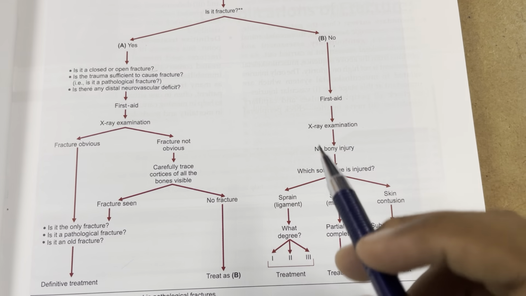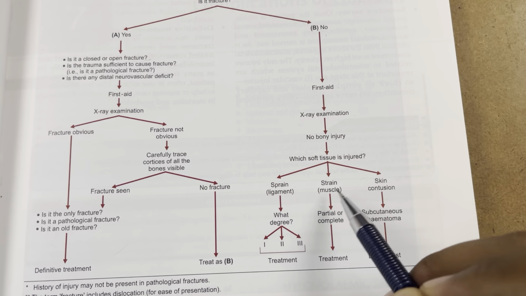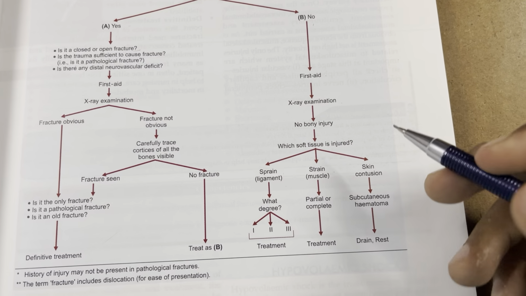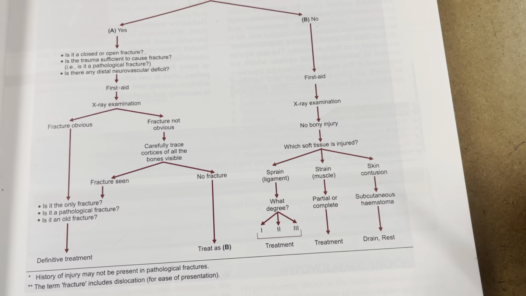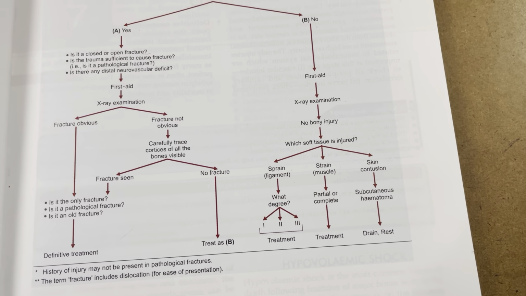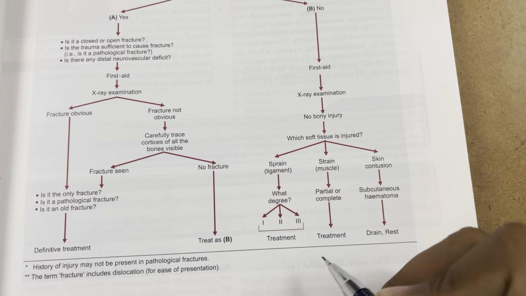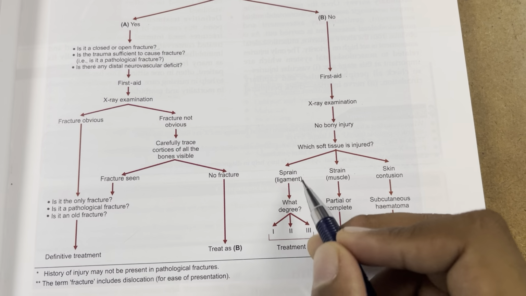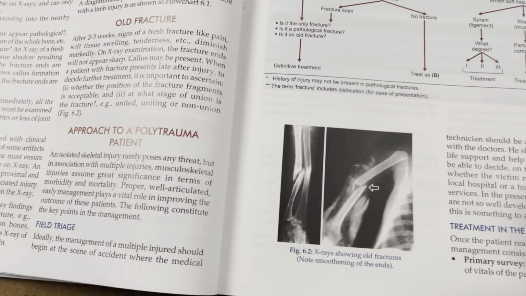And if there is no fracture, think of which soft tissues could be injured. Is it a sprain of a ligament or strain of a muscle or skin contusion? So look for a subcutaneous hematoma in case of a contusion, drain it, and advise rest. And if it's a muscle strain, find out whether it is partial or complete and treat it accordingly. If it's a ligament sprain, what degree, first degree, second degree, or third degree, and treat it accordingly.